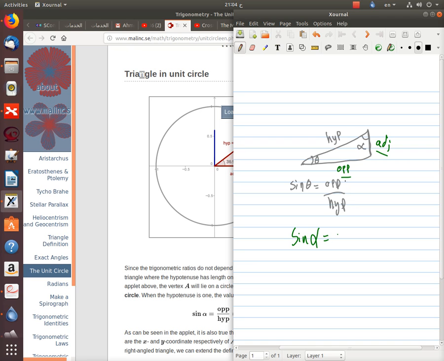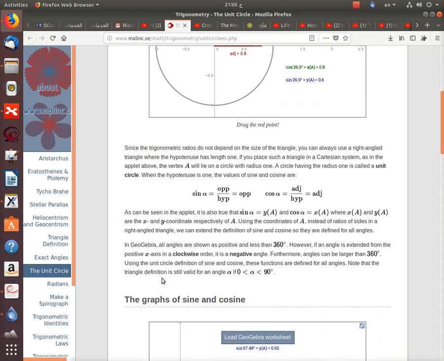The opposite, actually, I'm sorry, the opposite in here over hype. So it all depends on the location of the angle. Be careful about the location of the angle. This is the first thing. The second thing, he gave you a description on here.